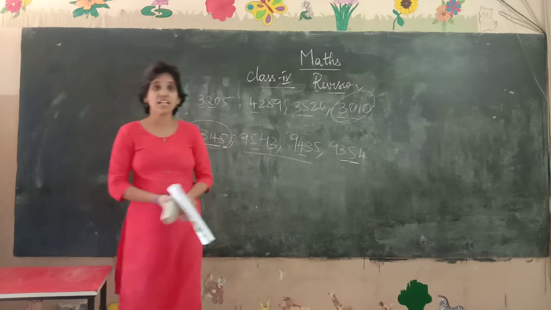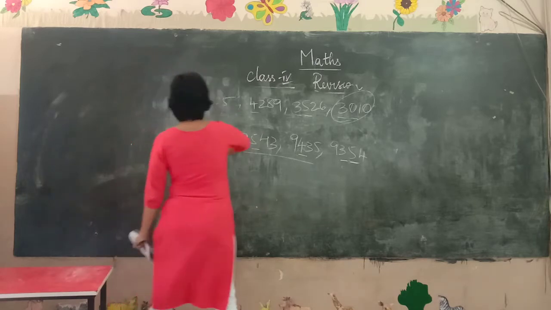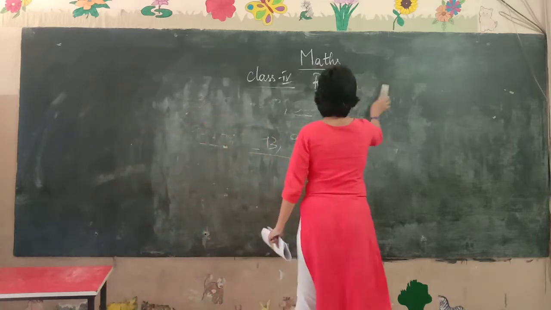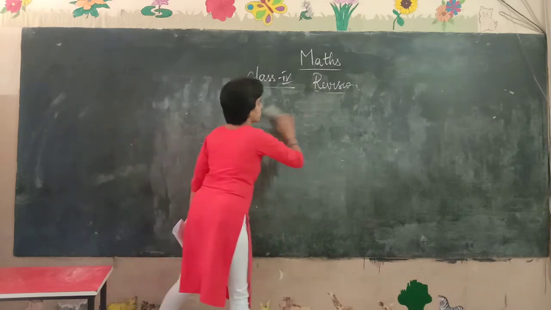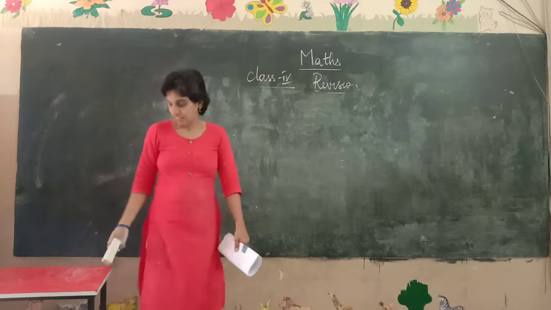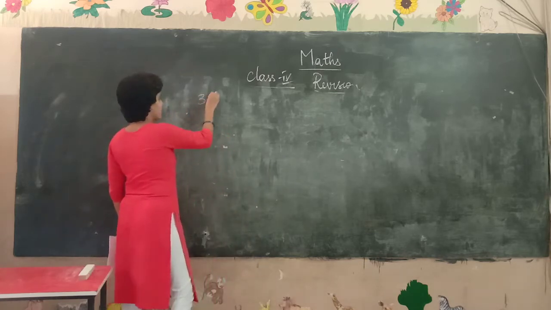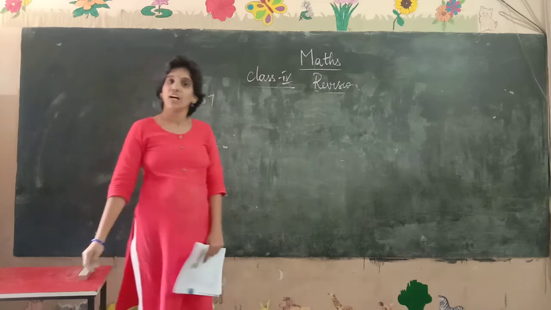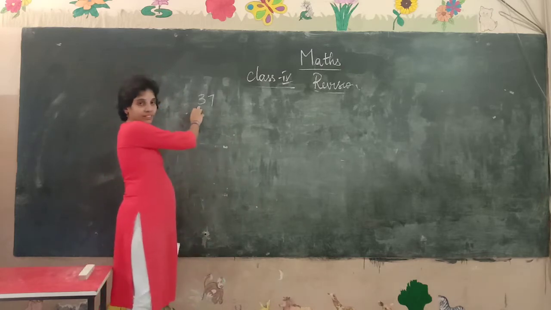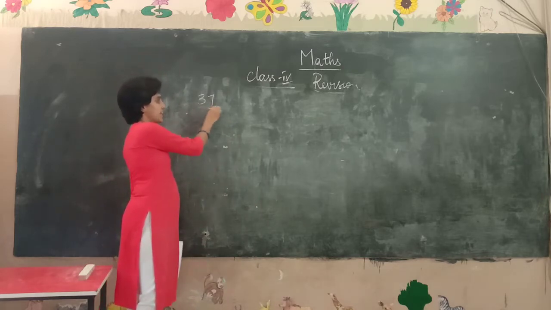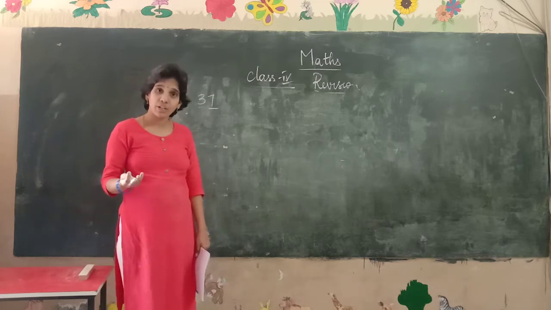I'll give you some numbers and you have to write whether it is an odd number or an even number. So 37 children, is it an odd number or an even number? How will you know? It is a 2-digit number, 37. So see the number in the ones place. It is 7. Is 7 an odd number or an even number?